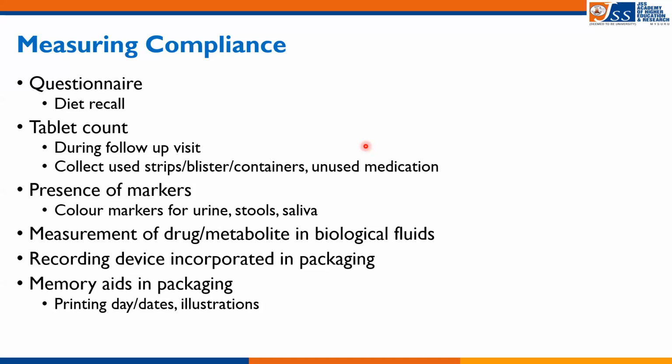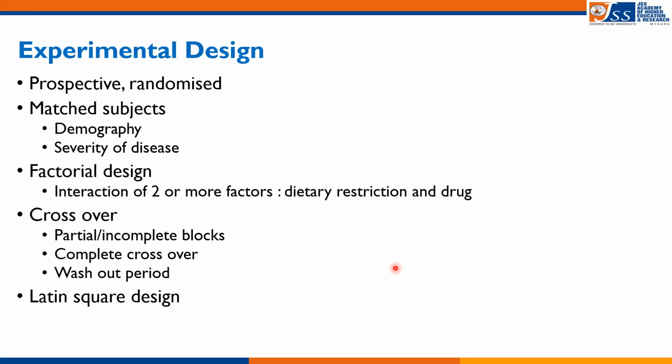Similarly, we have other methods of finding the drug or metabolite in biological fluid like blood or urine, etc. You can have a recording device which is incorporated into packaging. That means the packaging is such that if I open the blister, it will note it down. So 16th of November, 3:10 p.m., the packet has been opened. That means the person has taken the drug at that particular time. So you even have memory aids for these things.